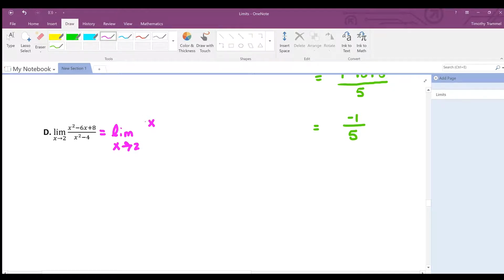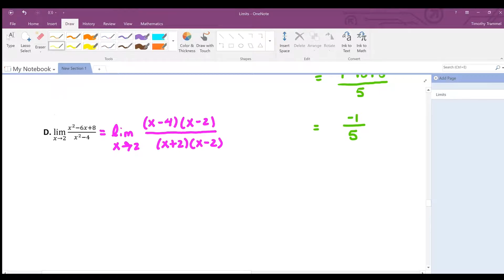So I'm looking for two numbers that add to -6 and multiply to 8. So that would be -4 and -2. So we have x minus 4, x minus 2, and then this is all over x plus 2 times x minus 2. And you might notice that these x minus 2's can cancel out. Right? x minus 2 divided by x minus 2 is just 1, so we don't need to write those in there then.